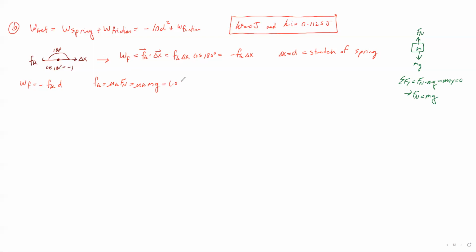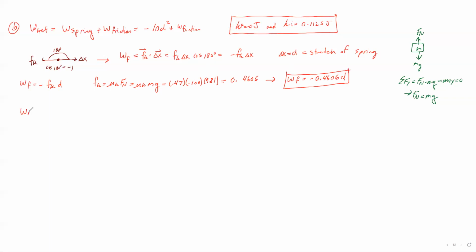Well, we know that's 0.47 times 0.100 times g, which is 9.81, and that's equal to 0.4606. Well, let's plug it in. Then we know the work due to friction is going to be negative 0.4606 D. And there's the expression. So I have to tack that on.